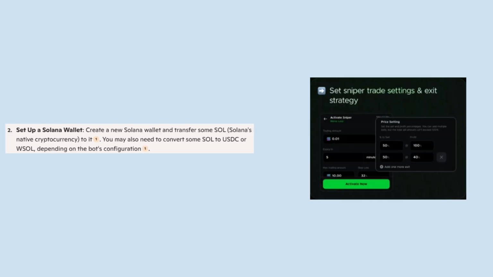Then create a new Solana wallet and transfer some SOL, or Solana's native cryptocurrency, to it. You may also need to convert some SOL to USDC or WSOL, depending on the bot's configuration.